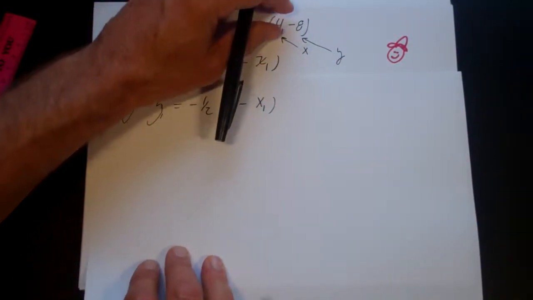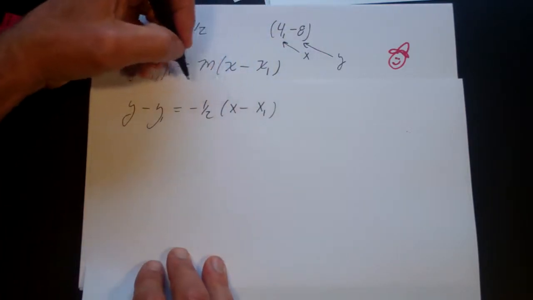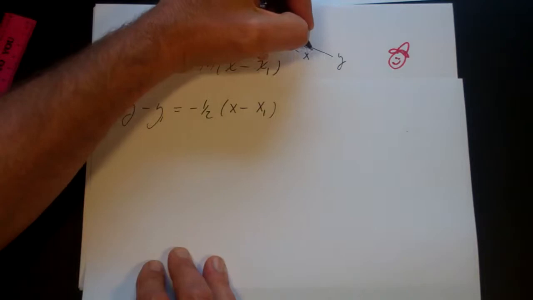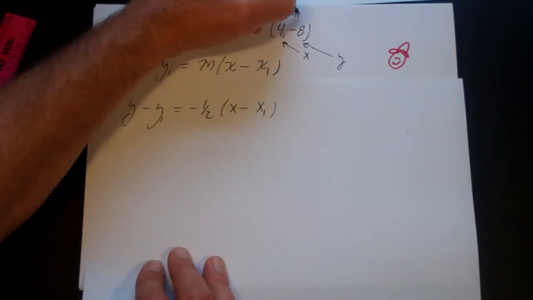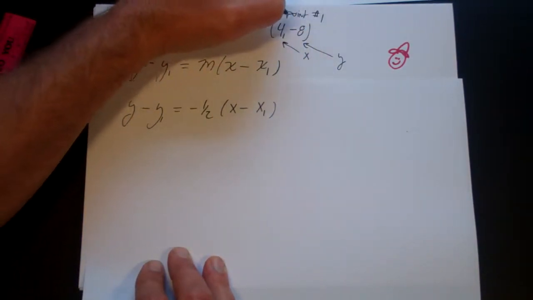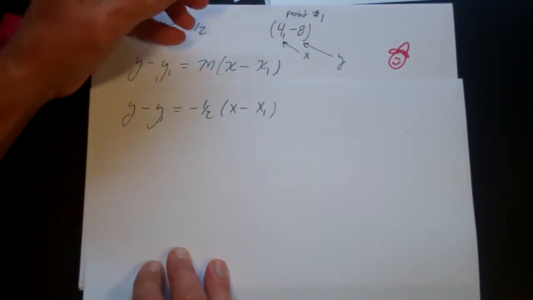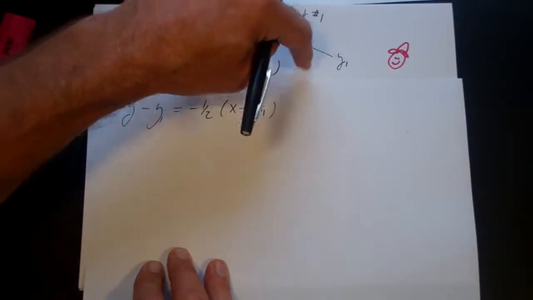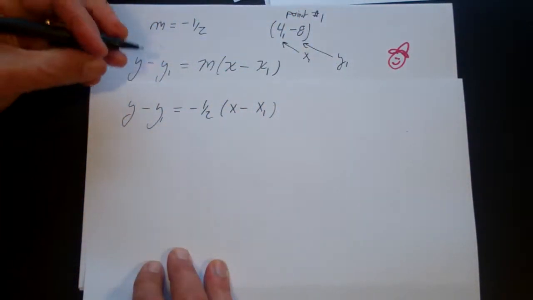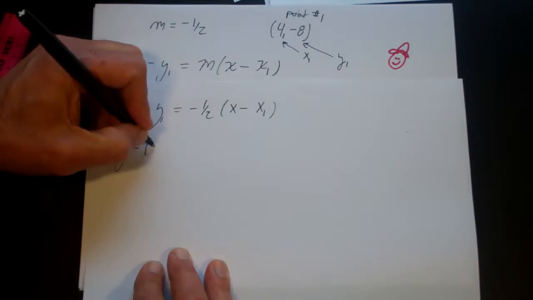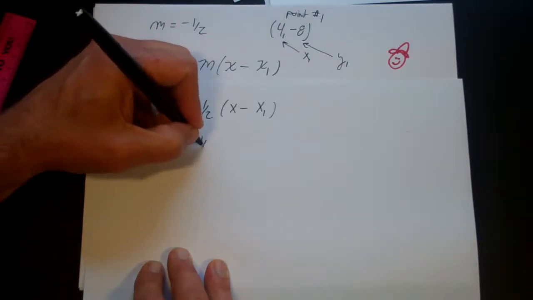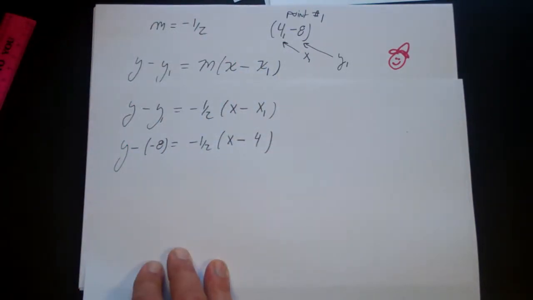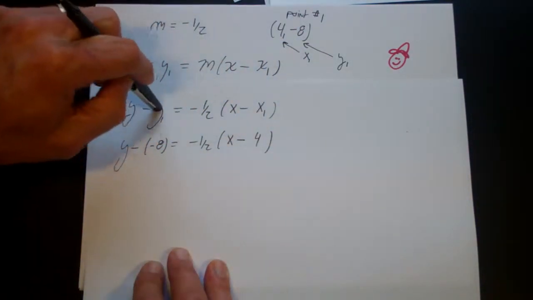Now, we don't know which point this is, but it doesn't matter which point we use. We can use any point. So we can call this point number 1. Since it's the only point we have, it kind of makes sense, but if we're given more points, it wouldn't matter. This is going to be called x sub 1 and y sub 1 because it's the x value of point number 1, the y value of point number 1. So that's going to be y minus a negative 8 is equal to minus 1/2 times x minus 4.